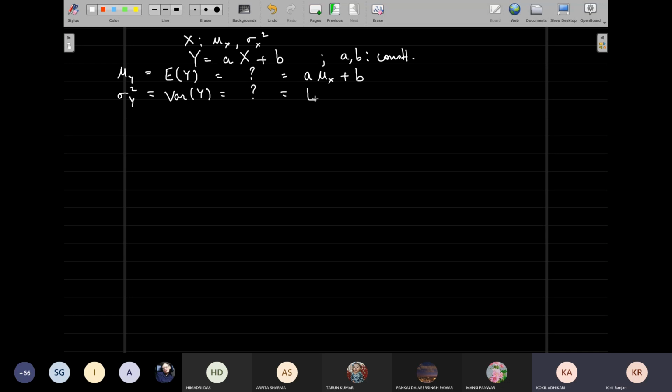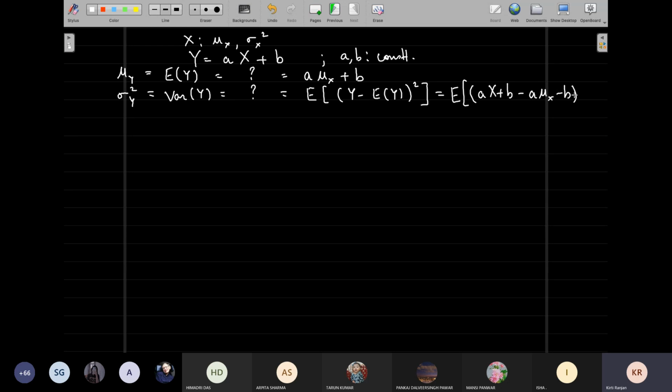So how do we get it? We get it by doing this: E of (y minus E[y]) square, right? So then you can try to open it in terms of x. E of, now what is y? y is ax plus b. And what is E of y? That you have found out to be a mu x plus b. So what happens to b? This guy will cancel out.